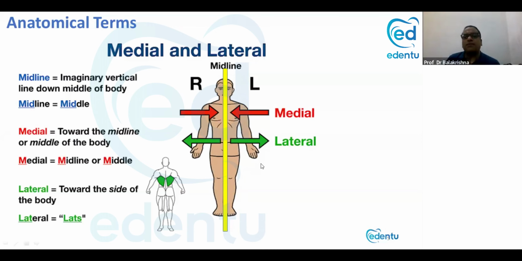So this photograph will tell you very clearly. Medial or towards the midline, M for M, you can remember like that. Midline, middle, or medial, all start with M. And then the lateral is very easy to understand. Lateral is away from the body.